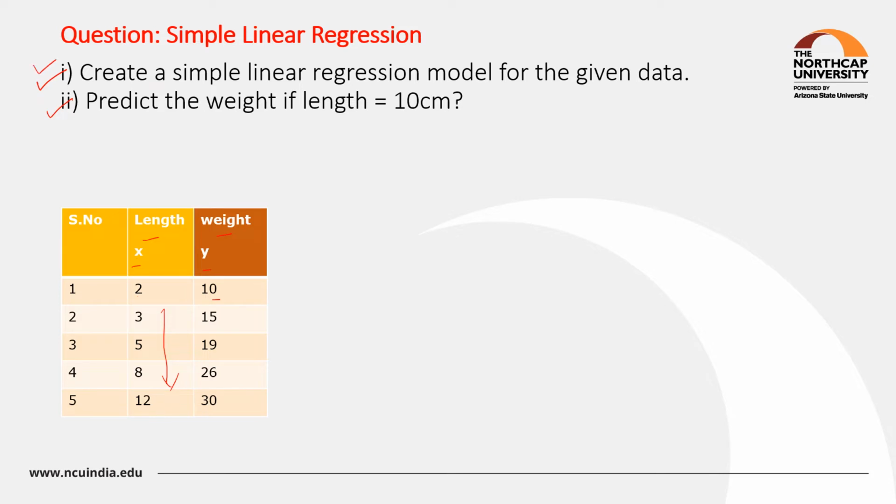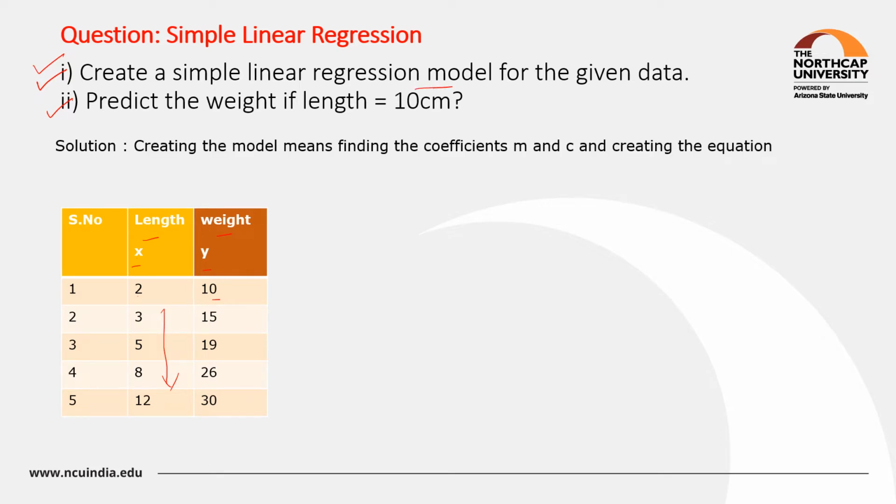So let's take the first part. In this, we want to create the model. Creating the model simply means finding the coefficients m and c and creating the equation y is equal to mx plus c. And for this, you need to remember the formula for m and c. m is given by this formula. You can remember it as the ratio of covariance to the variance, and c is given simply by y bar minus m x bar. So let's solve this.